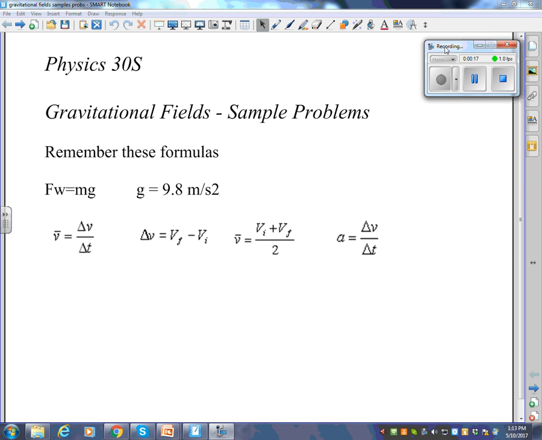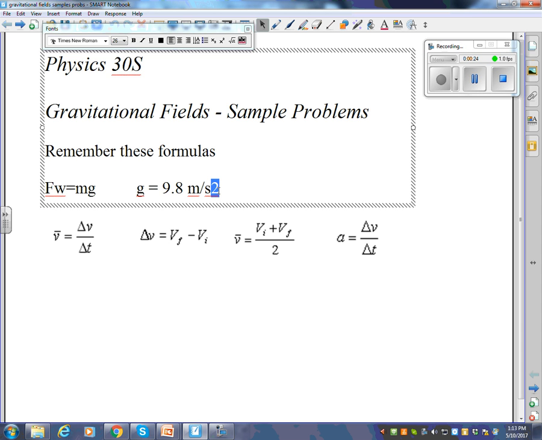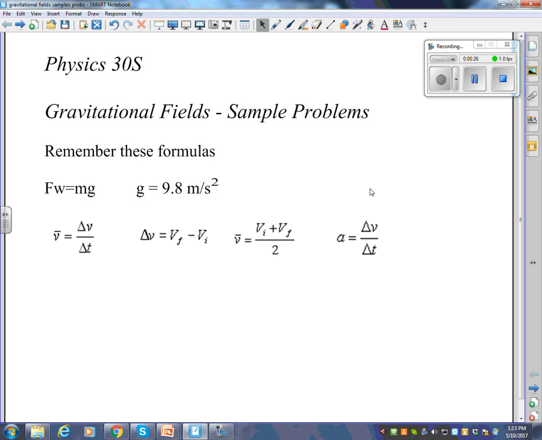We've got Fw equals mg. We've got g as our constant, 9.8 meters per second squared. That should be squared, not a 2. If I can do that here. I can.